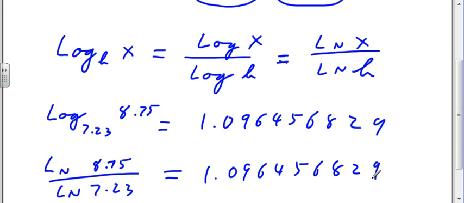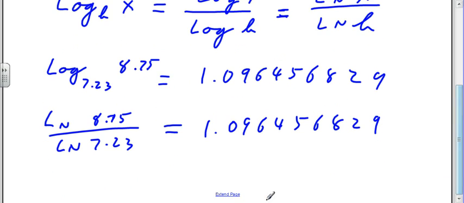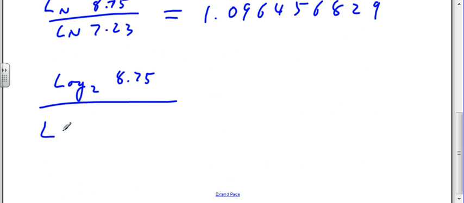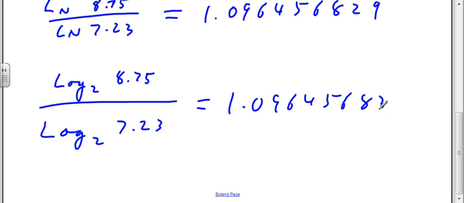I probably never knew why that was the case. I just know that it is the case. But there has to be some fundamental reason for that. And of course, I could do the same thing with any base, right? I could go log base 2 of 8.75 divided by log base 2 of 7.23, and I would get the same number, 1.0964568829. And why? Well, because that'd be common log 8.75 divided by common log 2, over 7.23 divided by common log 2. The common log 2's go away. I'd have the same number.